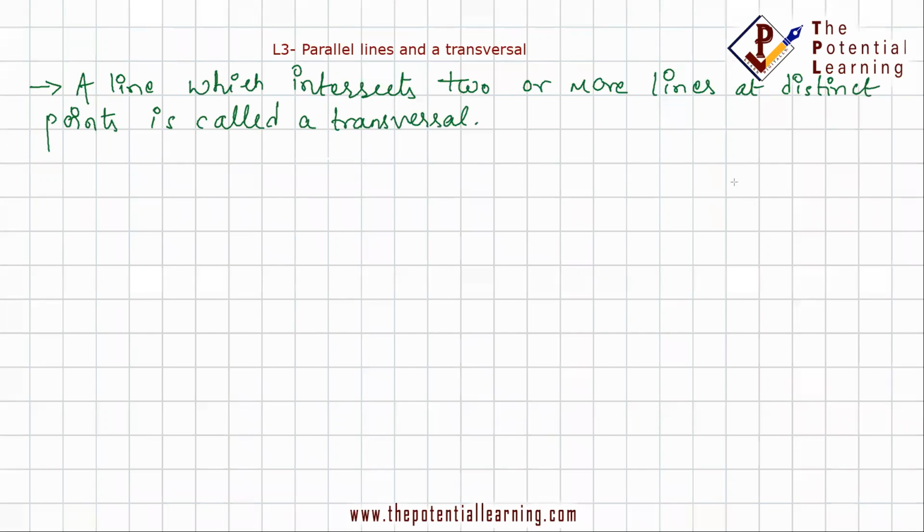So if we are having these two lines, which we can say M and N line, and one line is intersecting them at distinct points, so this is a transversal. Okay, so we can write this L, M and N. So L is the transversal to the lines M and N. Okay, so we have different angles here, 1, 2, 3 and 4, then 5, 6, 7 and 8. And here the points we can denote as P and Q.